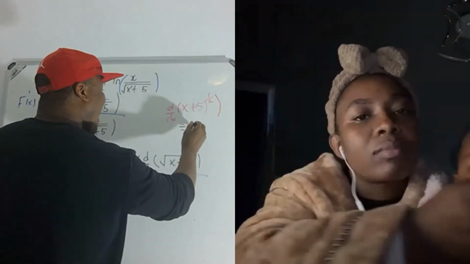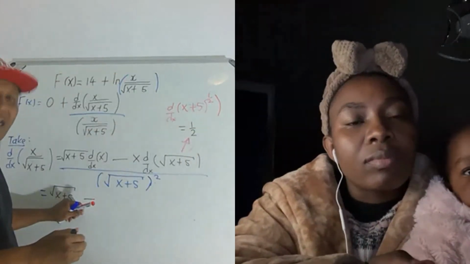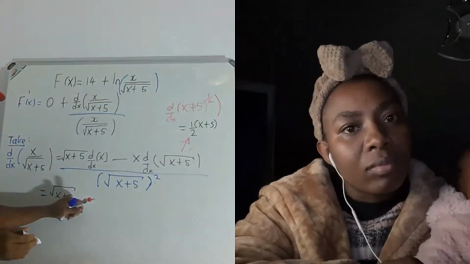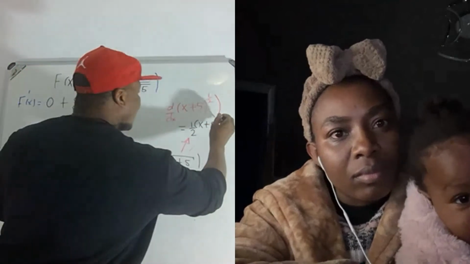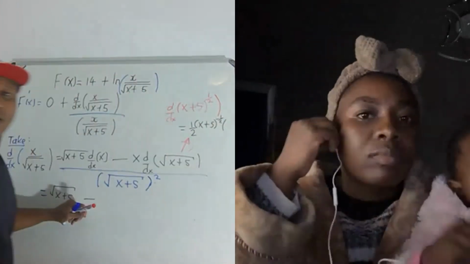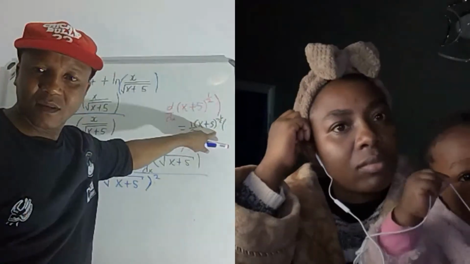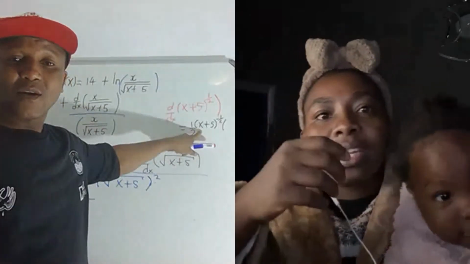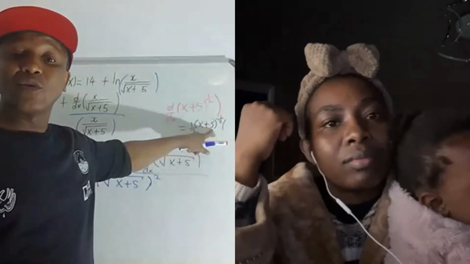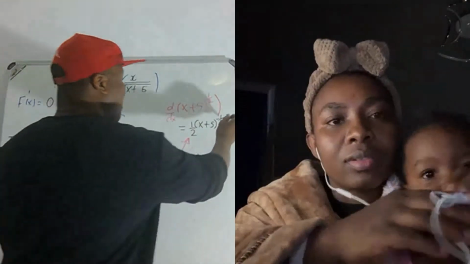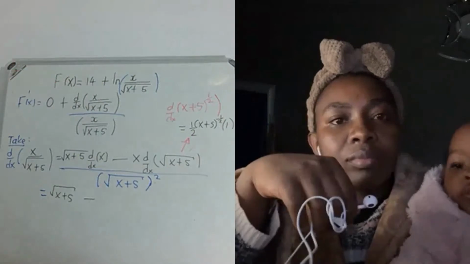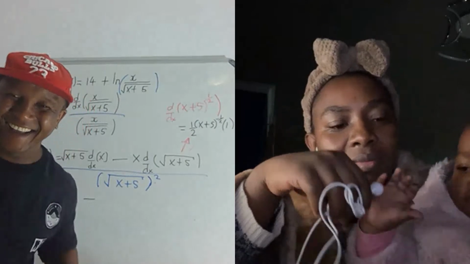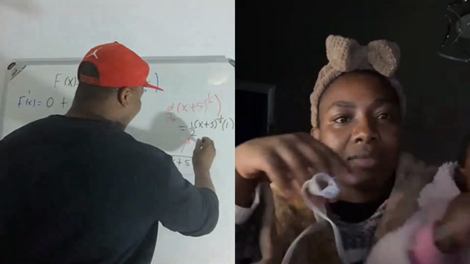I have 1 over 2, x plus 5 to the power of a half minus 1, negative a half. But we must differentiate what is inside. When you differentiate x, you get 1, and when you differentiate 5, you get 0. So 1 plus 0 equals 1. So here is going to be 1. Then we say equal.